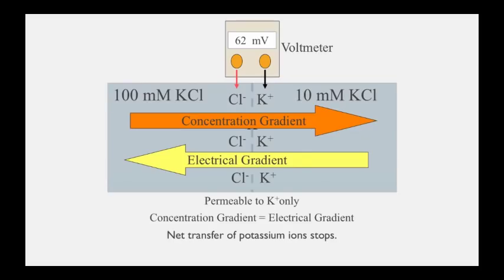This next slide gives us an excellent example of equilibrium potential. Again, equilibrium potential is when the concentration gradient equals the electrical gradient. Now look closely at this slide. You can see that it's permeable to K only. Try to work this out in your mind of how the concentration gradient can equal the electrical gradient.